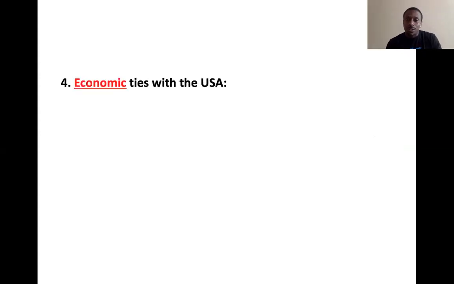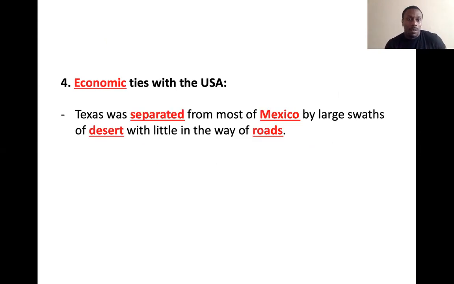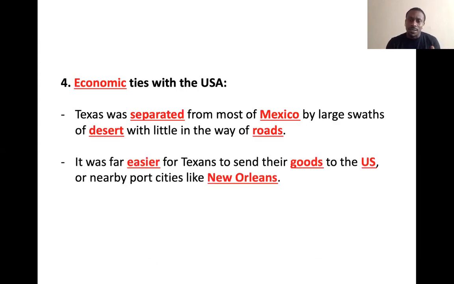The last factor that contributed to Texas independence was its economic ties, the way that Texans were making money. The United States contributed greatly to Texas making its money. Texas was separated from Mexico by a large desert, and there were few roads to make travel from Texas to Mexico very feasible. It was far easier for Texans to get their goods from the United States because the United States did extend that far west and that far south.